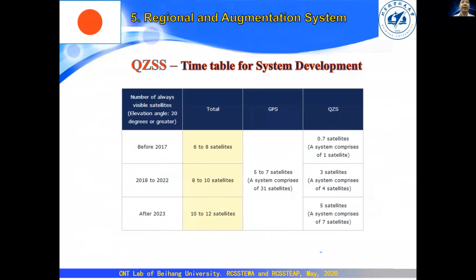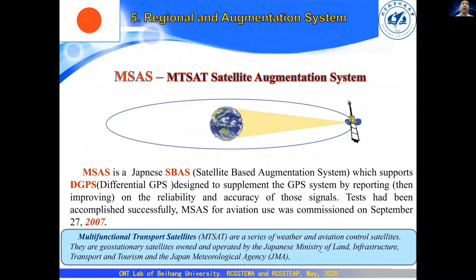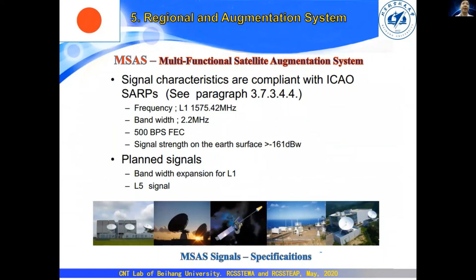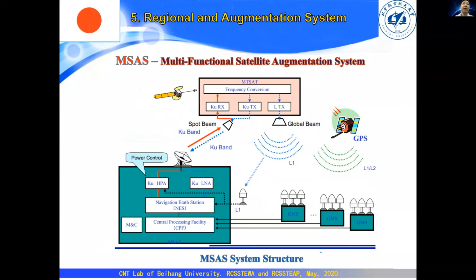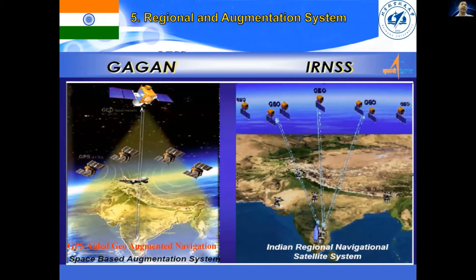I know something, and this is the performance. For example, you will see the accuracy and availability of GPS only, and the accuracy improvements of the QZSS. Ignore something, because of time limitation, I just ignore some things. And last, we will show you about the systems from India.